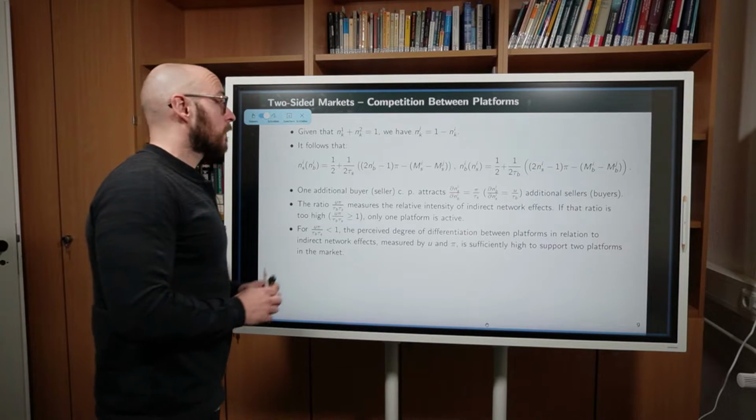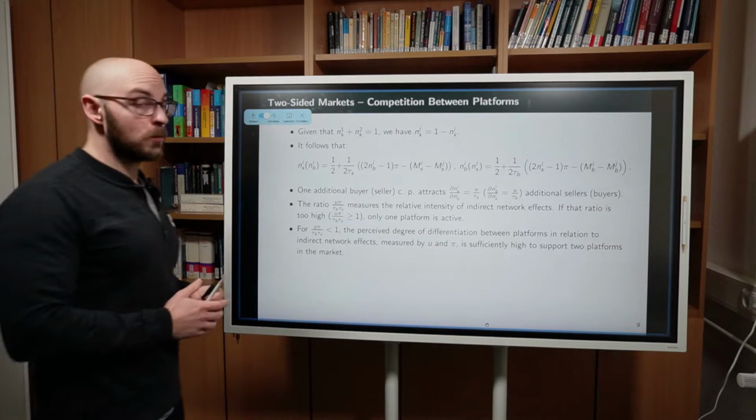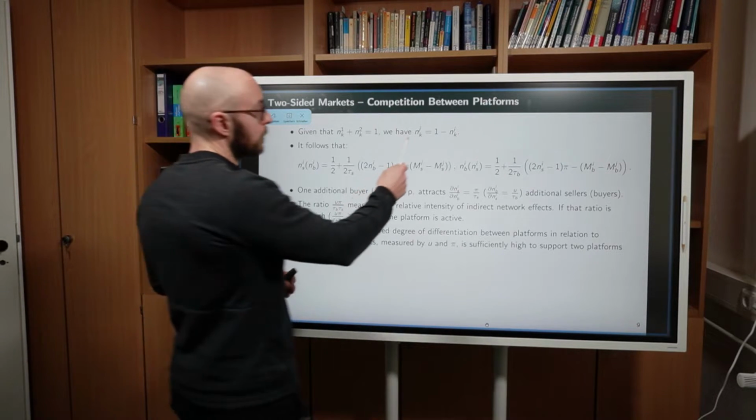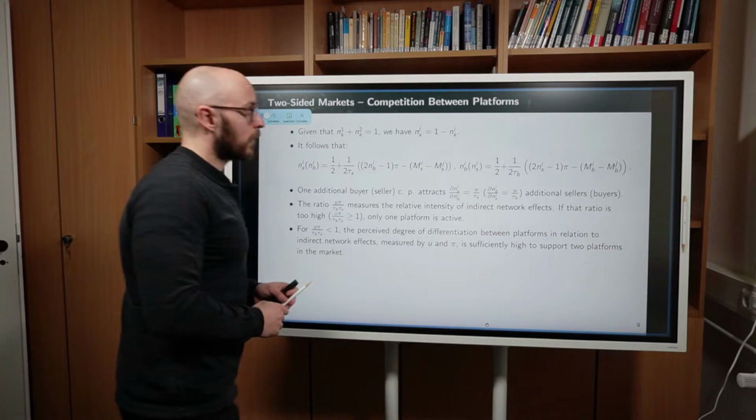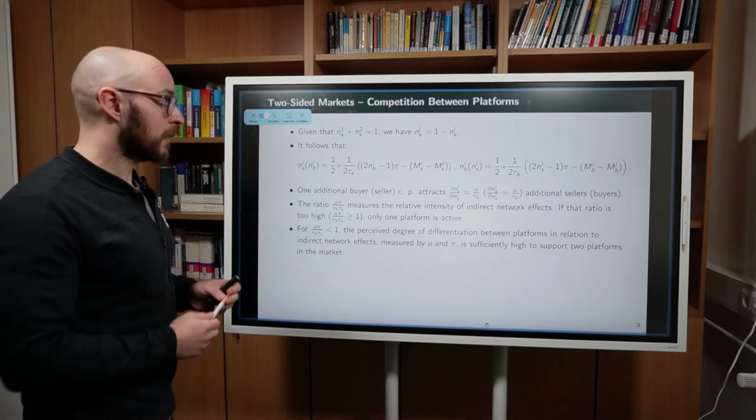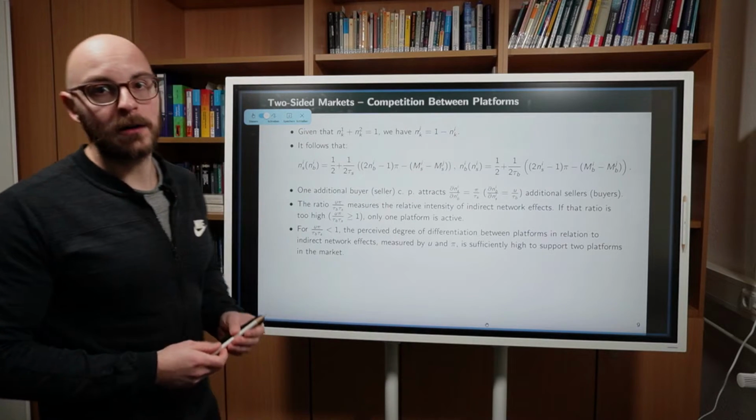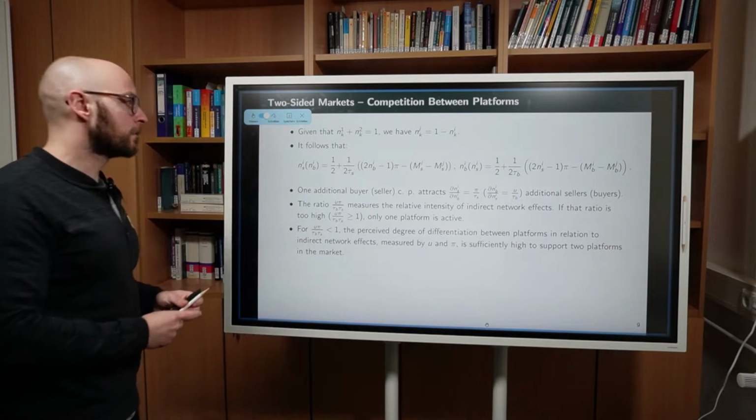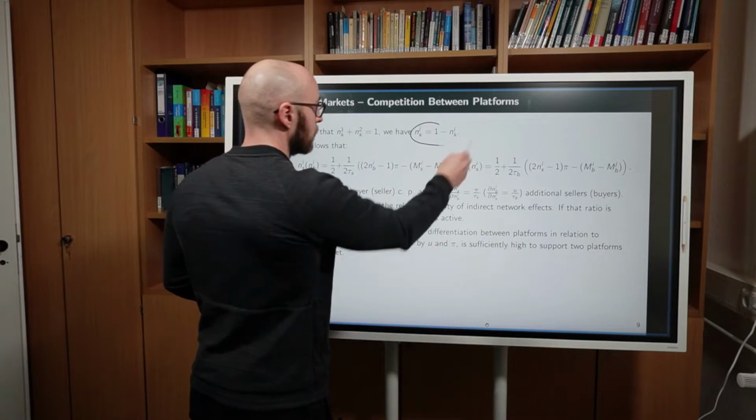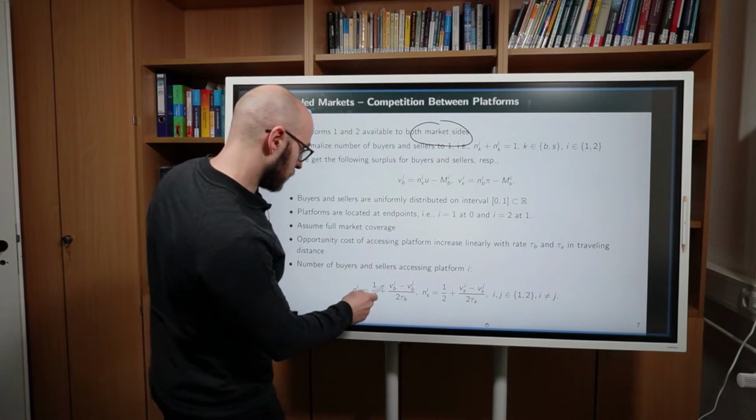Okay, now we just realize that we have normalized the number of agents on each side to be 1. So we have 100% buyers and sellers. That means that the number of buyers or sellers on a given platform is 100%, or 1, minus the number of buyers or sellers on the other platform, right? Now, if we substitute this information here into this one.